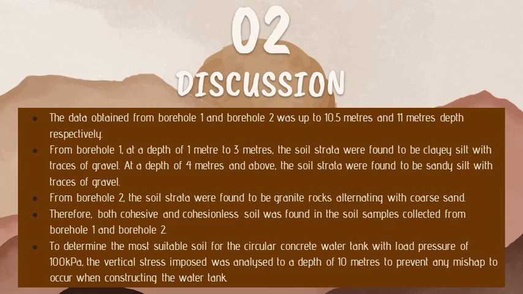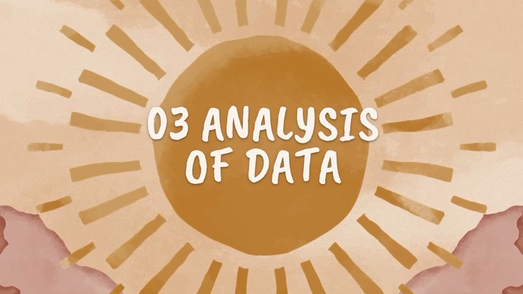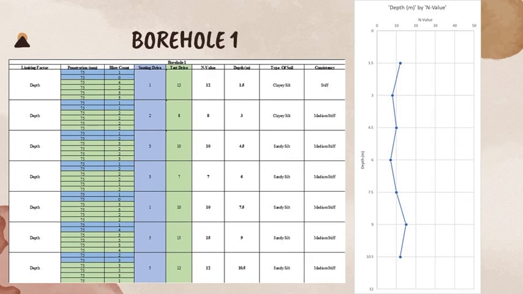To determine the most suitable soil for the circular concrete water tank with load pressure of 100 kilopascals, the vertical stress imposed was analysed to a depth of 10 meters. Now we will continue by analysing the data. This is the tabulation of data for the first borehole.